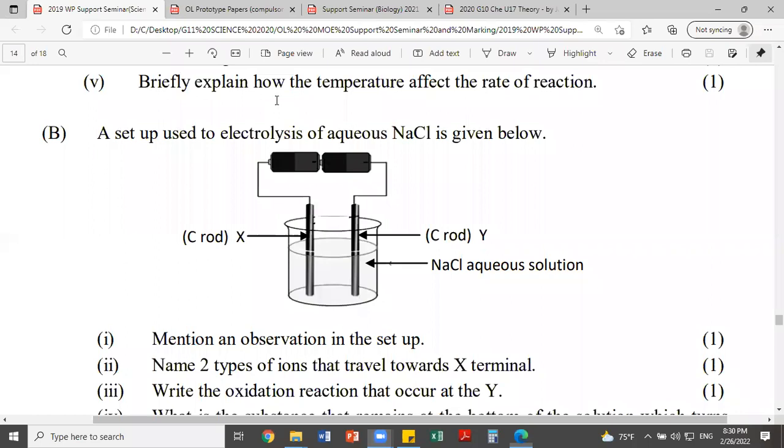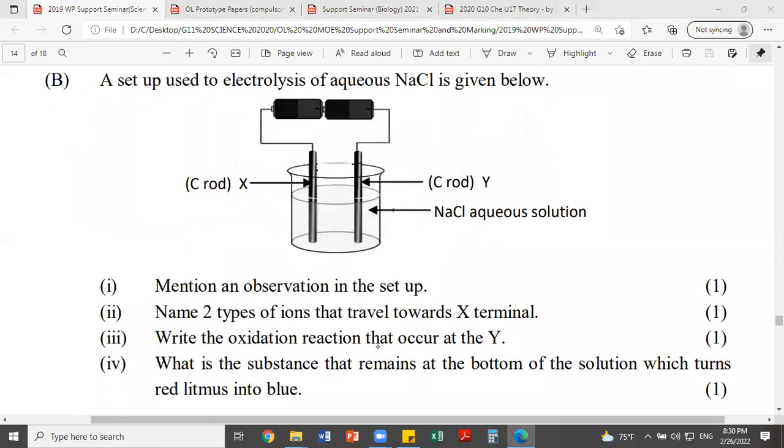Part B. This is a very good question. Electrolysis of aqueous sodium chloride. The most important word here is not molten, aqueous. That means water is present in this aqueous NaCl. And graphite electrodes, so carbon electrodes are inert. You can write here these electrodes are inert. Therefore, they will not undergo any reactions. Anode also inert, cathode also inert.